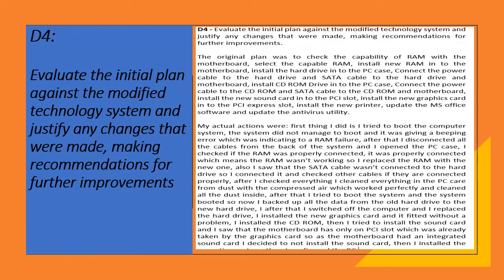If you are at the section, well done. If you're at the distinction section of the assignment, well done. For the distinction for your D4, you're going to evaluate the initial plan against the modified technology system and justify any changes that were made, making recommendations for further improvements. So, as you can see, you're going to talk about the changes or any modification you have done. Also, you need to make recommendations for further improvements.